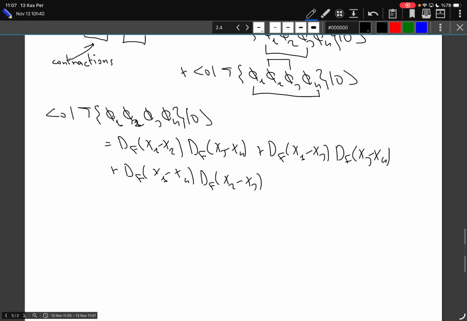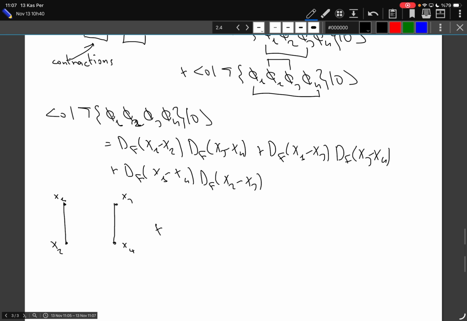I can show it diagrammatically. You see, I have these 4 points. Position them in whatever format you want. This is x1, this is x2, this is x3, this is x4. Here I have a propagator connecting x1 and x2. Let me show it by a line. This is a propagator connecting x3 and x4.